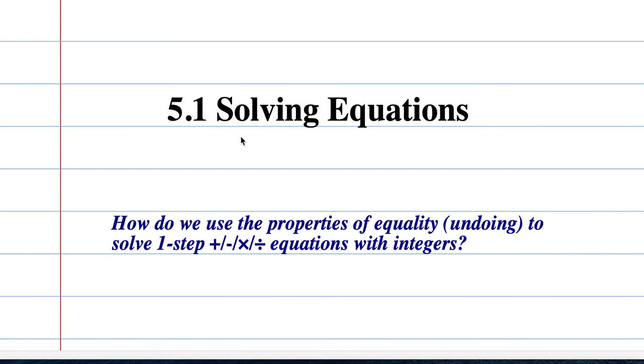5.1, solving equations. How do we use the properties of equality, undoing, to solve one-step add, subtract, multiply, and divide equations with integers?